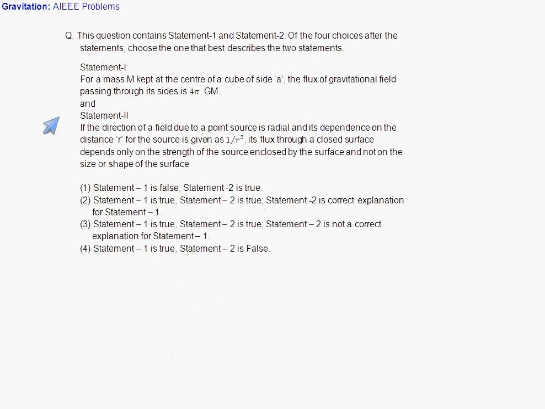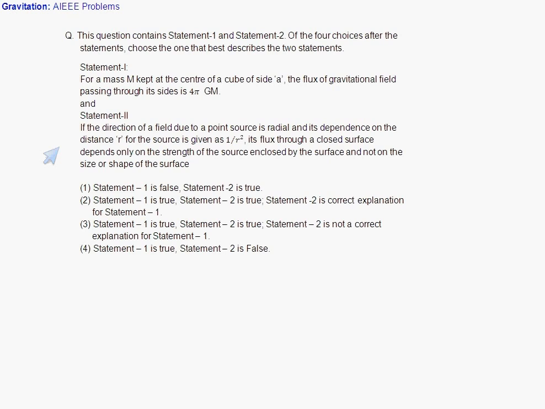We will solve another question, question number 3. This question contains statement 1 and statement 2. Of the 4 choices given after the statements, choose the one that best describes the 2 statements.